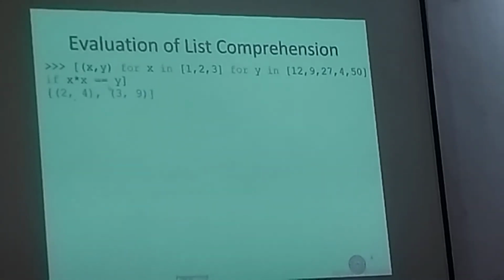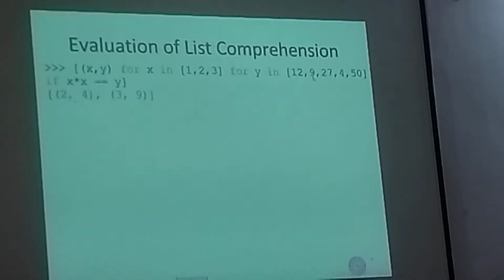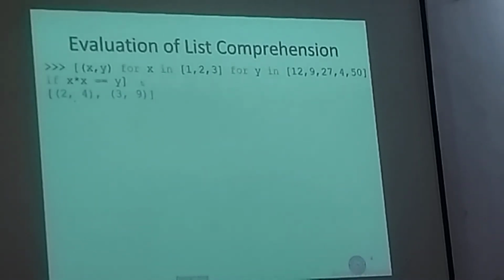So the resulting list, as you can see, has the square of 2 as 4 in the second list and the square of 3 as 9 in the second list. So the resulting list is 2, 4 and 3, 9. So it consists of 2 tuples, 2, 4, 3, 9. Okay. So the way list comprehension is evaluated is as if you have written these fors and ifs in the same sequence but in a nested fashion.